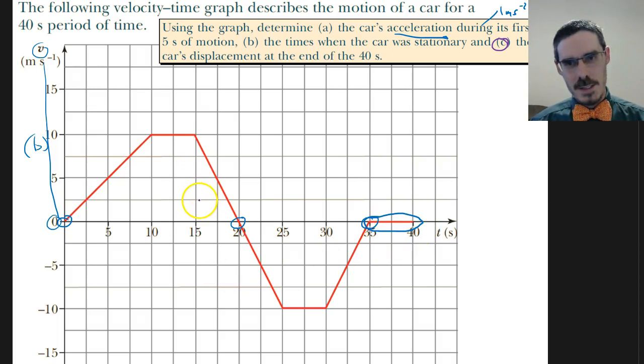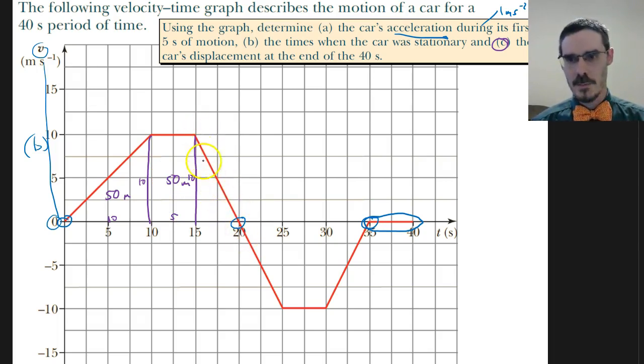How do I work out the distance? Well, from a velocity time graph, the distance is the area underneath. So let's do this. In this section here, this is a triangle. It's 10 by 10, which is 100, and I've got half of that, so it moved 50 metres in that section. In this section, it's 10 metres per second times 5 seconds, so it moved 50 metres there too.